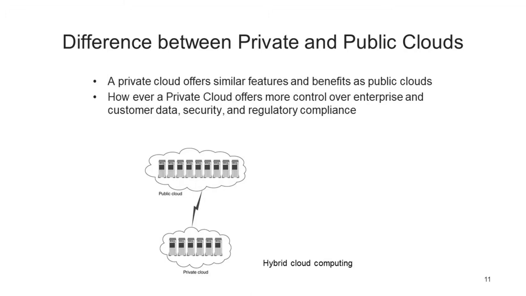Okay, there are different kinds of clouds. For today's class, we will only concentrate on two, but I'll mention the others: public, private, and then there's one they call a community cloud, and then there's a hybrid cloud, which is a combination of public and private clouds. A private cloud offers similar features and benefits as the public cloud. However, a private cloud offers more control over enterprise and customer data, security, and all those regulatory requirements that you need to put in place, policies, procedures, and so on. So the private cloud gives you more control. That's the difference.